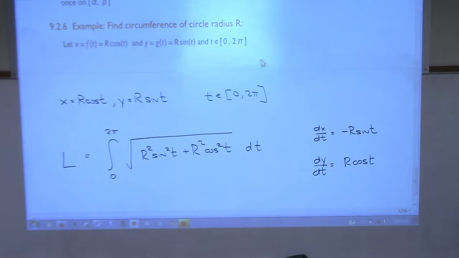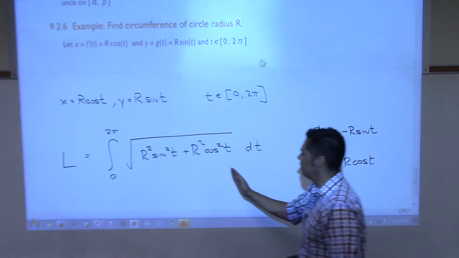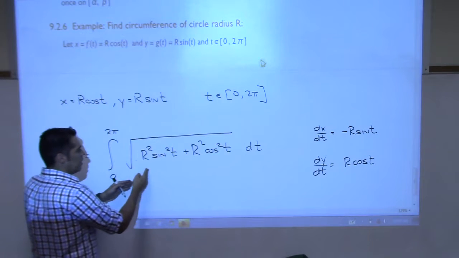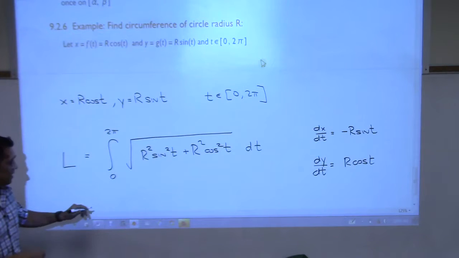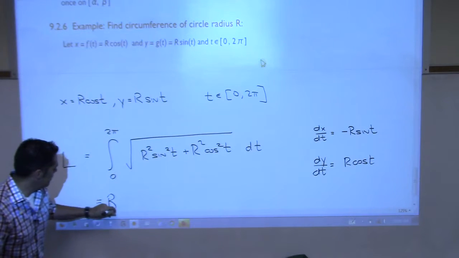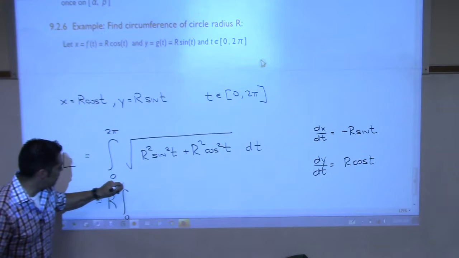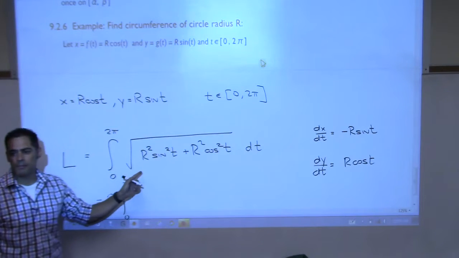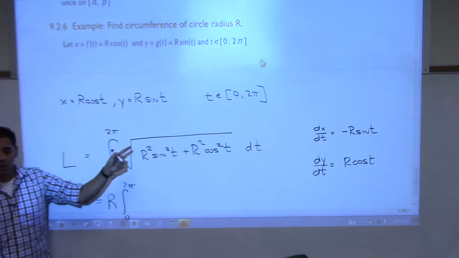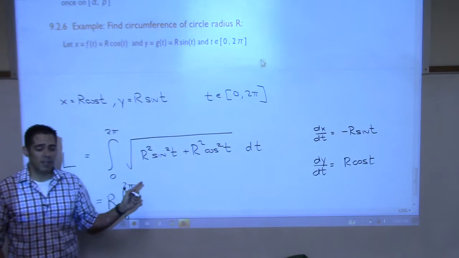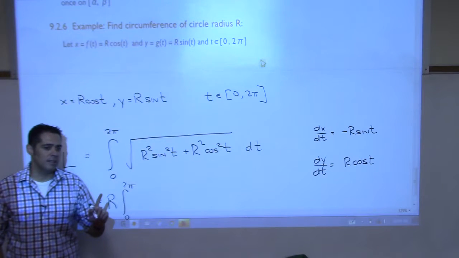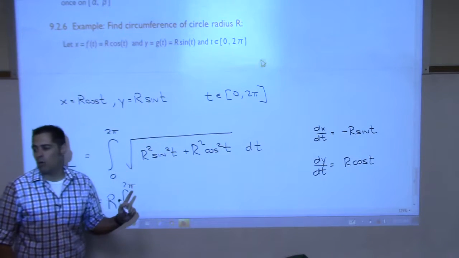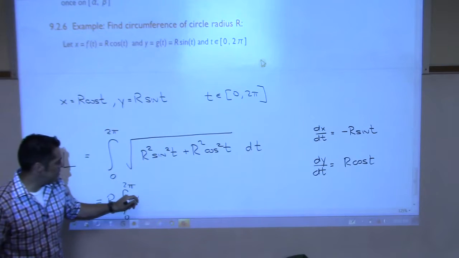This is going to be so obvious. So you pull out the r squared? You pull out the r squared, you factor an r squared out, right? When you factor an r squared out of both of these, that r squared can come out of the root as an r, and then come out of the integral. So you get r integral 0 to 2 pi. What's still in here? Square root of sine squared t plus cosine squared t, which is 1. Right? That's the Pythagorean identity. Yes? So the square root of 1, which is just 1. So this is just 1 dt.